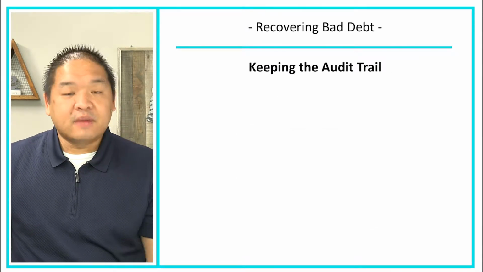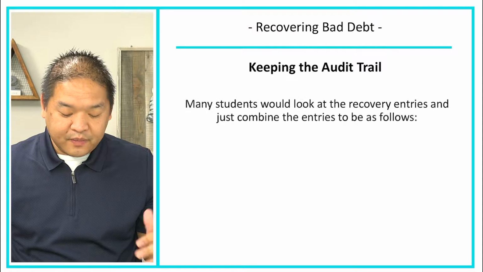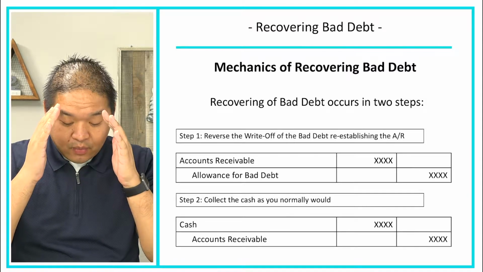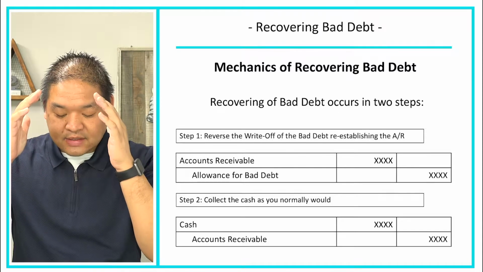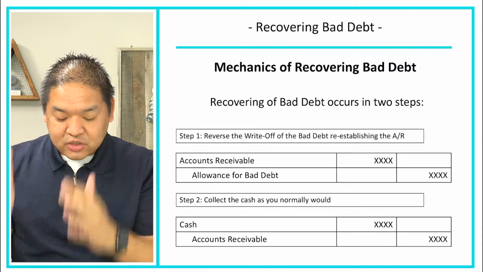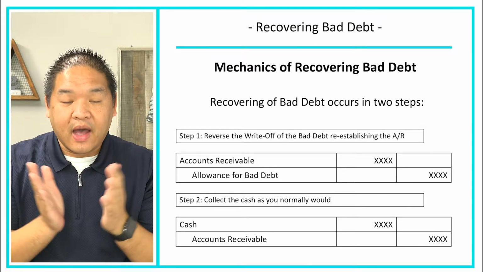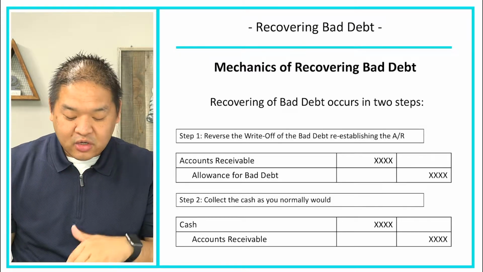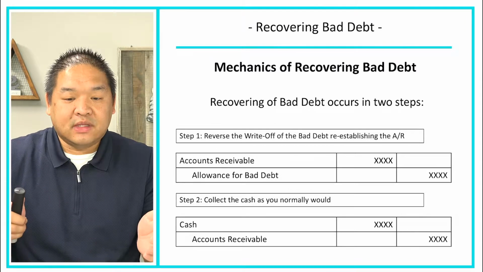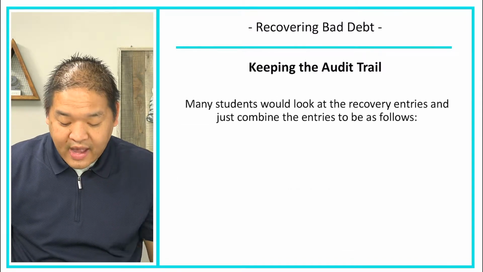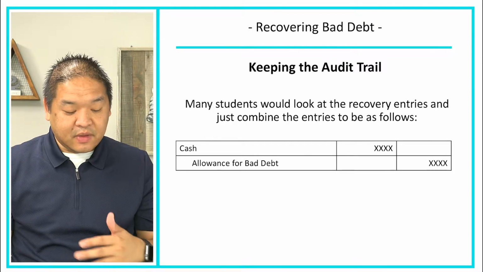Now, some students might look at this and go, well, if you notice here, we have accounts receivable in step one as a debit and accounts receivable as a credit in step number two. Couldn't we just squish them together, which would cancel them out, and then just debit cash and credit allowance for doubtful accounts? Because basically we're just going to put it back in the allowance, but in a different way. So we might have a combined entry that looks something like this.